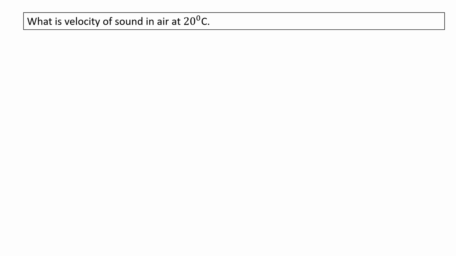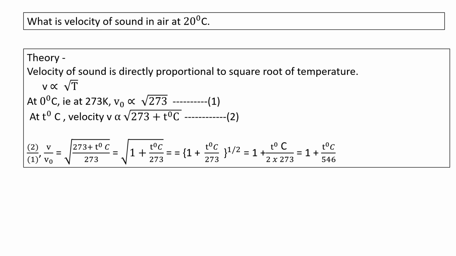What is the velocity of sound in air at 20 degrees Celsius? Theory: velocity of sound is directly proportional to the square root of temperature, that is V ∝ √T. At 0 degrees Celsius, that is at 273 Kelvin, let V0 be the velocity. V0 is proportional to root of 273.